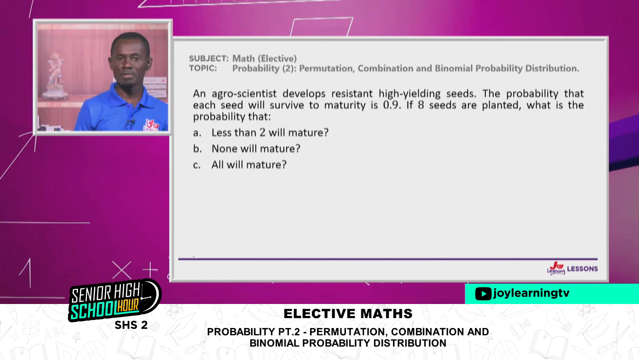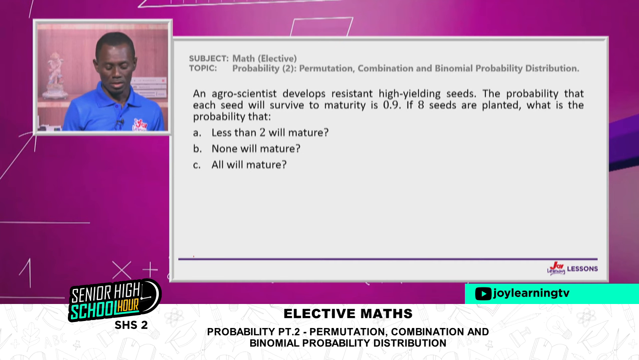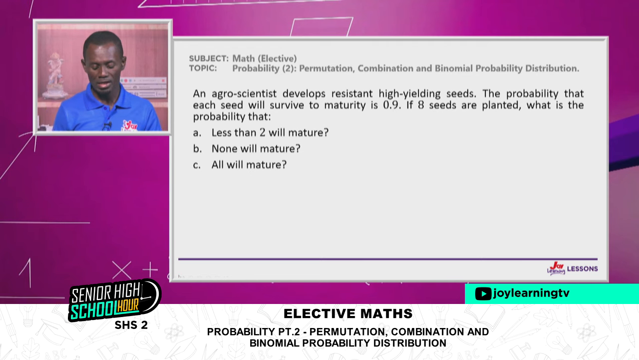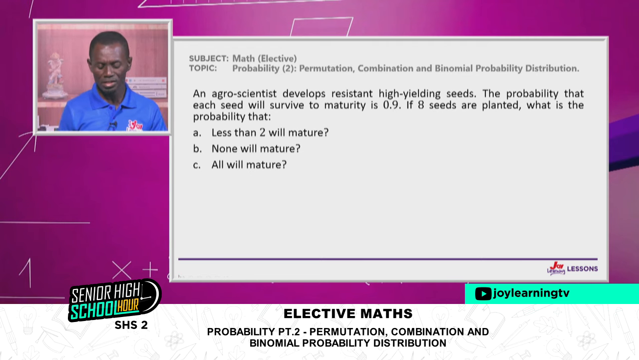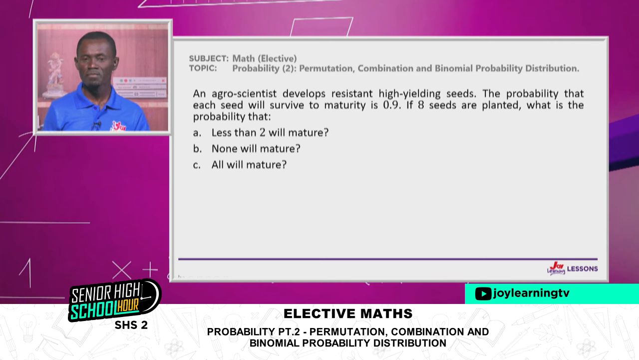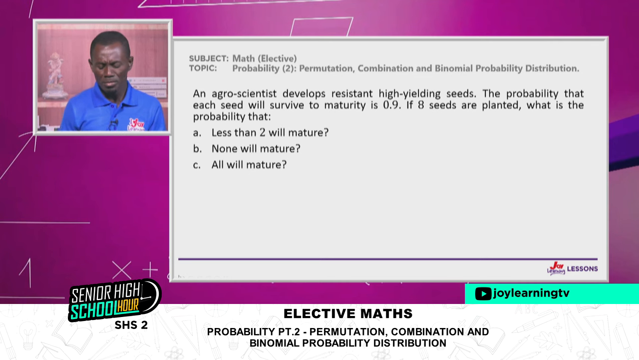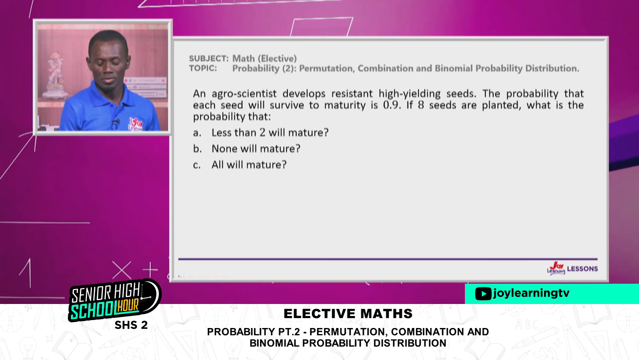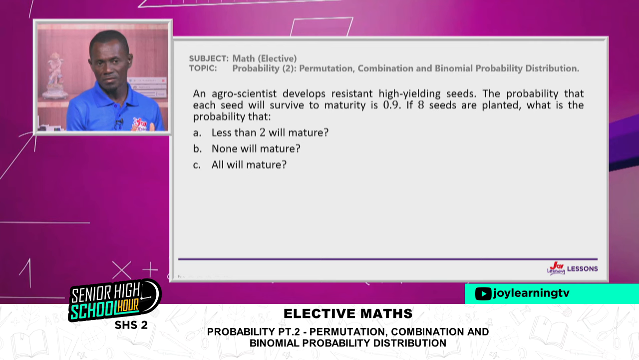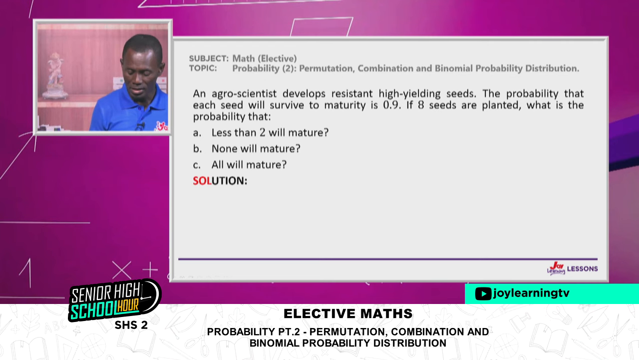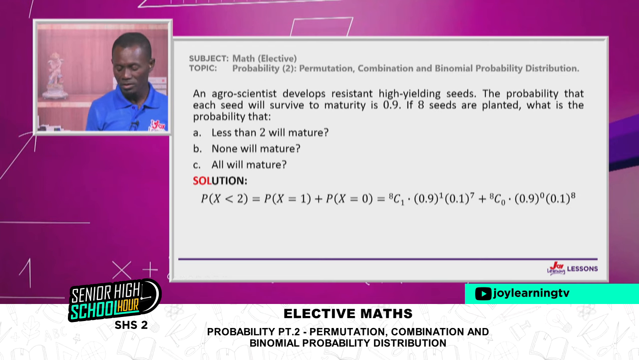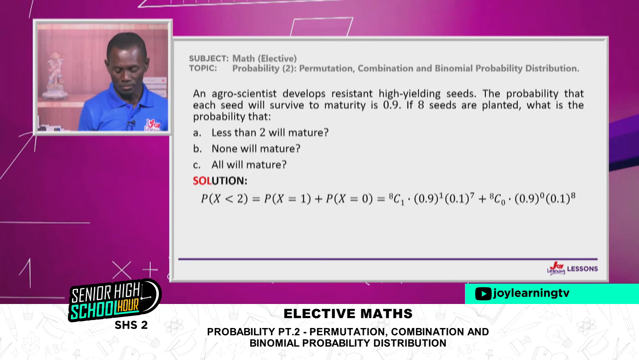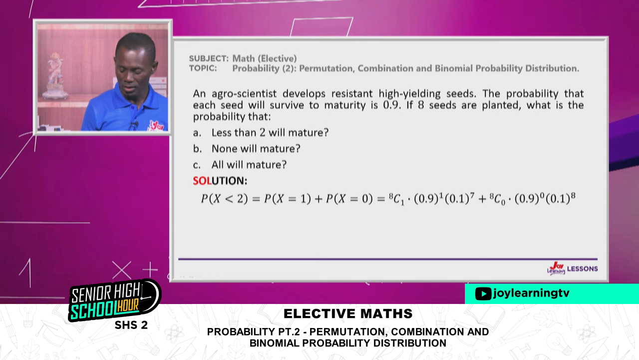And we have similar questions like this. An agro-scientist develops highly resistant crops, and the probability that each seed will survive to maturity is 0.9. 8 seeds are planted. What is the probability that less than 2 would mature? So survival is 0.9, which means that failure will be 0.1. And then you can do all your calculation as usual. Less than 2 will mature, so less than 2 will be either 0 or 1. And you get your answer there.